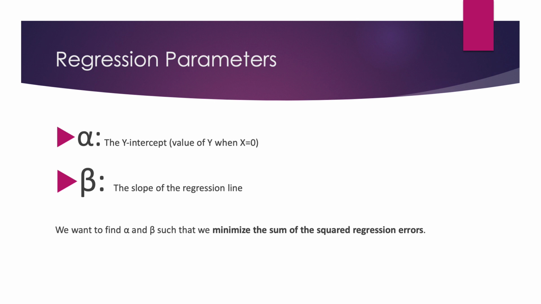So a couple parameters for regression. Here we have alpha and beta again. But here, alpha is our y-intercept, or the value of y when x is 0, and beta is the slope of our regression line. And we want to find the values of alpha and beta such that we minimize the sum of our squared regression errors.